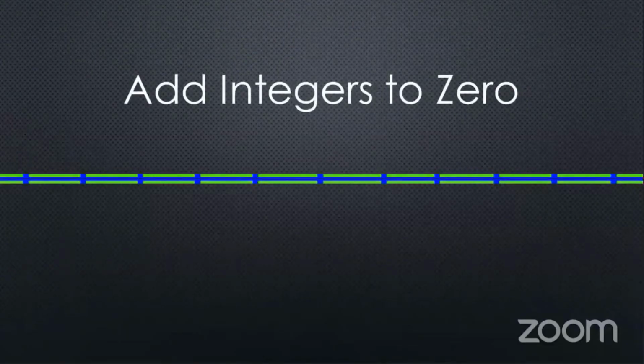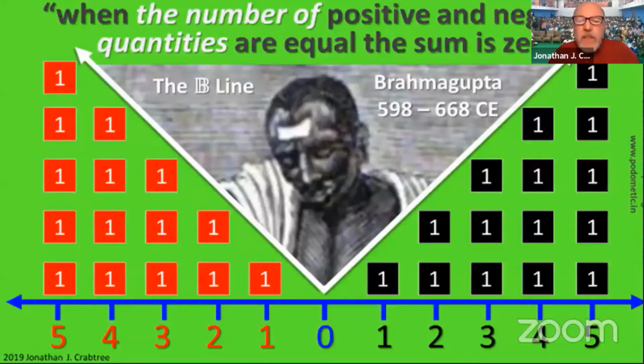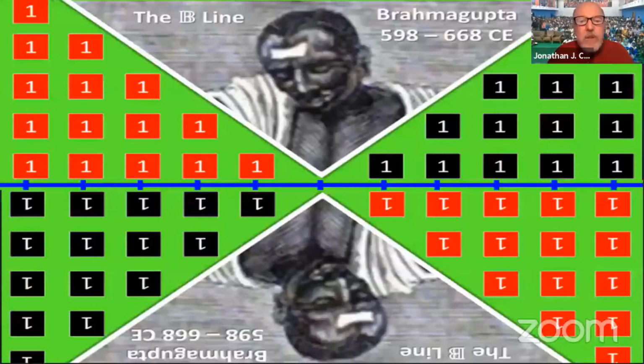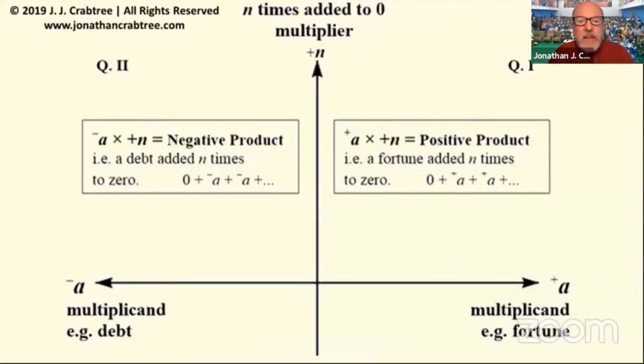So we can add integers to zero, and that's what I've got here with a reworked number line in which we have symmetry restored. So we have positives on the right, we have negatives on the left. What we can then do is also subtract integers from zero, and then we have this concept, which again is pure symmetry, and from this we can then develop what's called a Brahmaguptan plane.